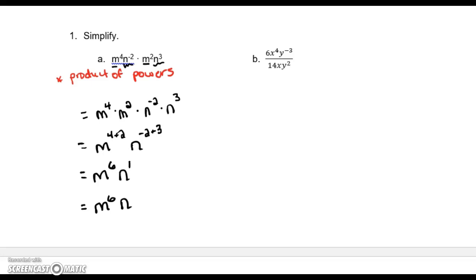Now we can move on to example B here. So here we have 6x to the power of 4, y to the -3, all divided by 14x y squared. One thing that's just a little bit of a note before we actually start simplifying this is that this squared only applies to the y because there's no brackets. So very important. I see some students get that a little bit confused, but there's no brackets anywhere in our fraction, so that squared value only applies to the y value.